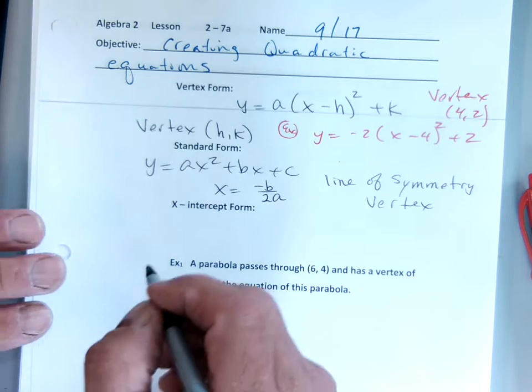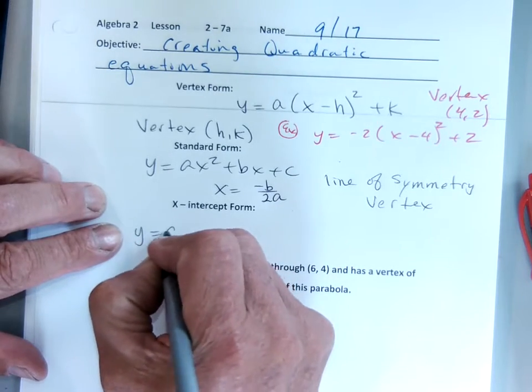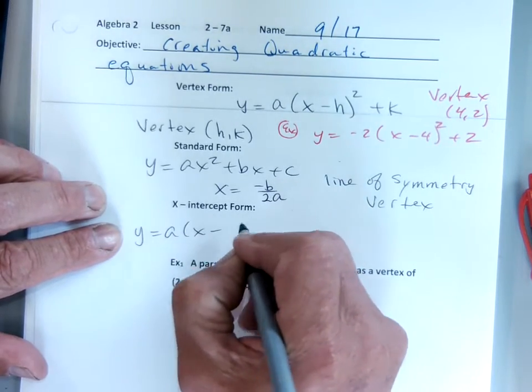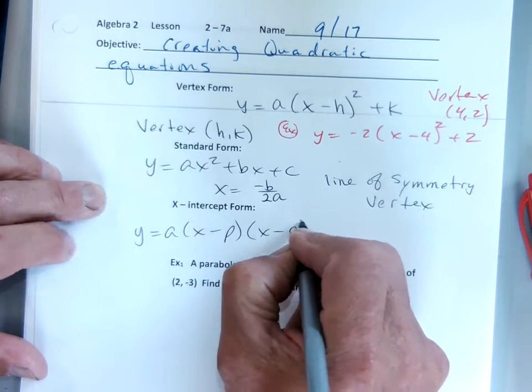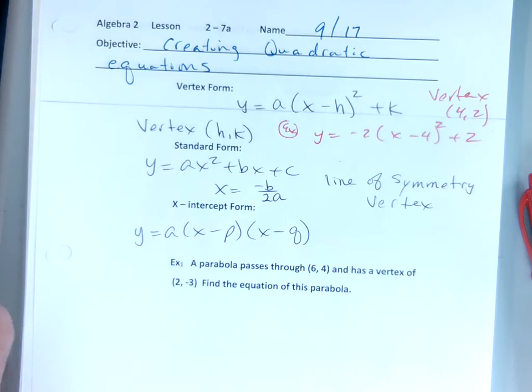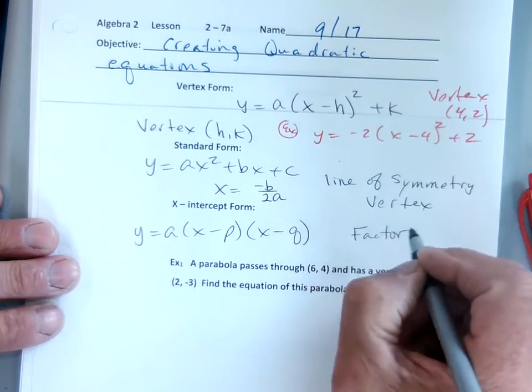Our x-intercept form is y equals a times (x minus p) times (x minus q). And this is factored. If you have it factored, then you can get the x-intercepts.